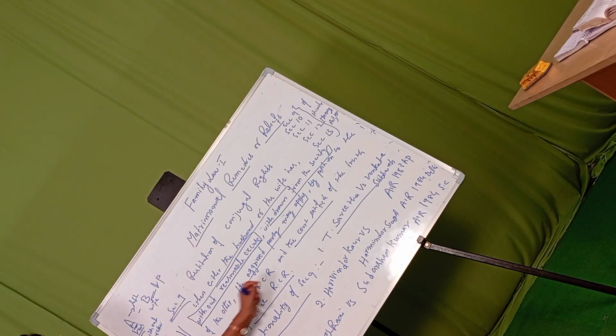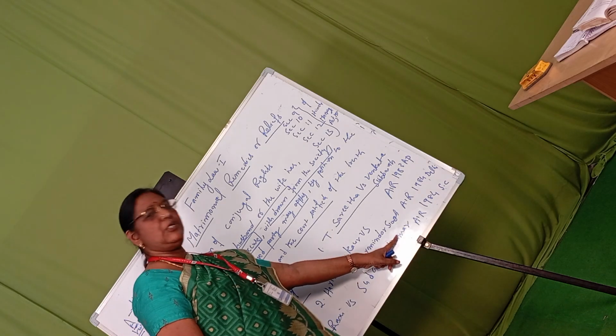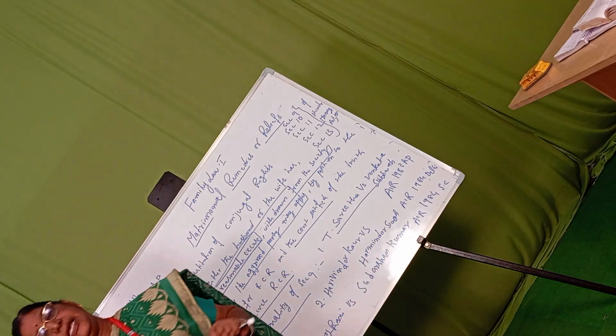Again, one more case was filed in the Supreme Court in 1984. There also the question was raised regarding the constitutional validity of Section 9. That is in the case of Saroj Rani versus Sudarshan Kumar. Then what did the court say?